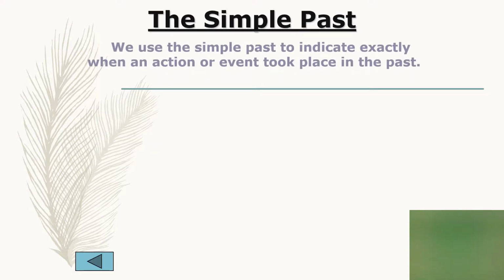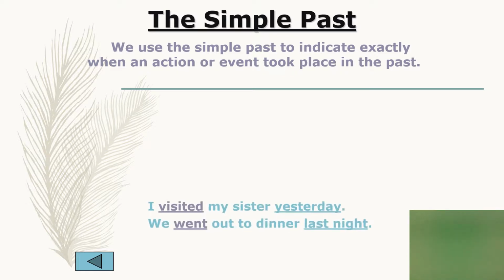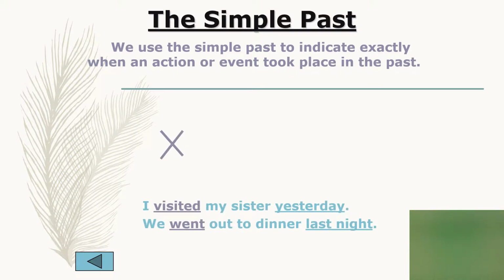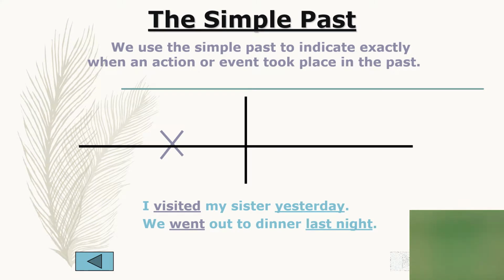Let's see now the past tense. What is it? The past tense is used to indicate exactly when an action or an event took place in the past. We have the axis of time, which is in front of you. The mark X represents the past, and this line in the middle represents the present. So we have here two sentences.